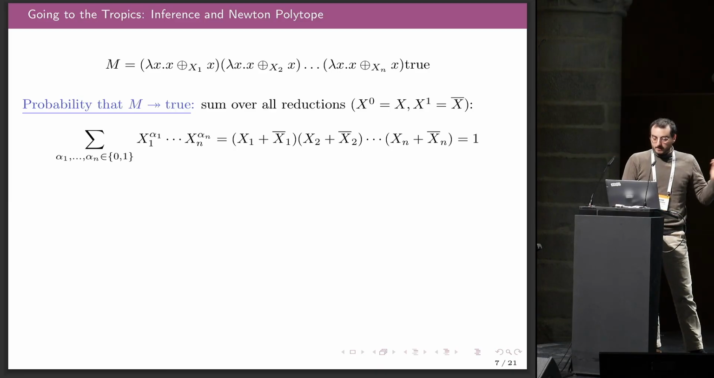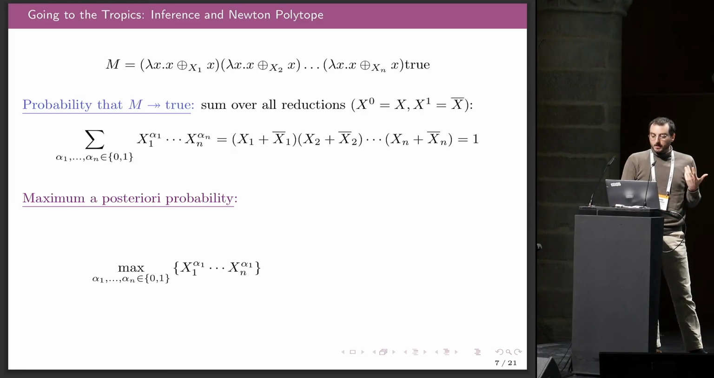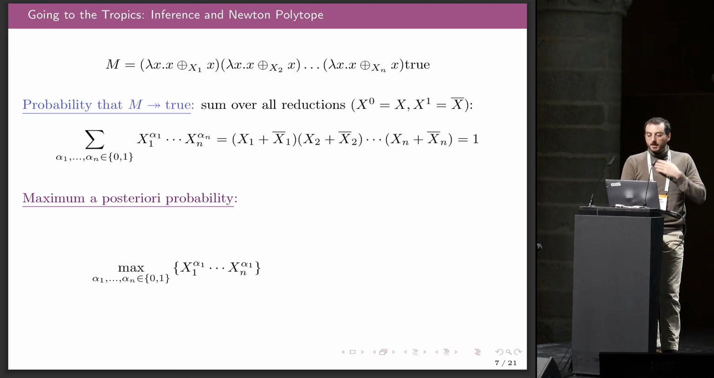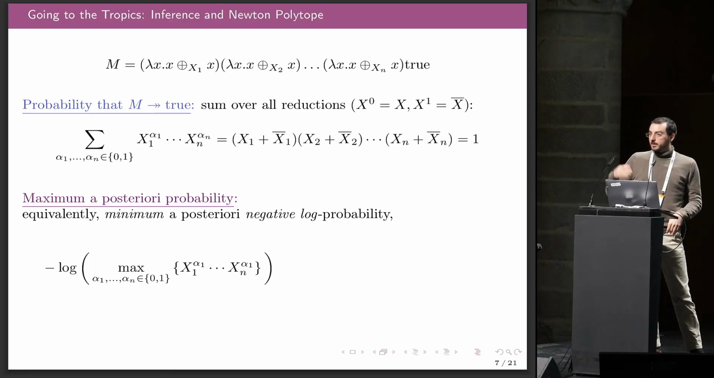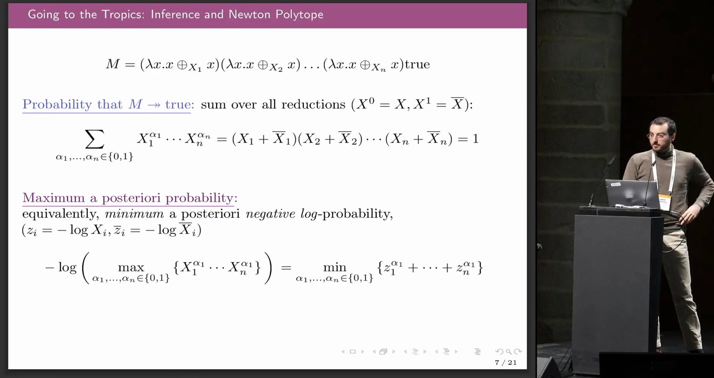And that's great. But now let me consider another question, like what is the maximal probability? So I want to compute this maximum. And let me make this trick. I apply a minus log in front of everything. Now minus log is a strictly decreasing function. So it goes inside and changes max into min.